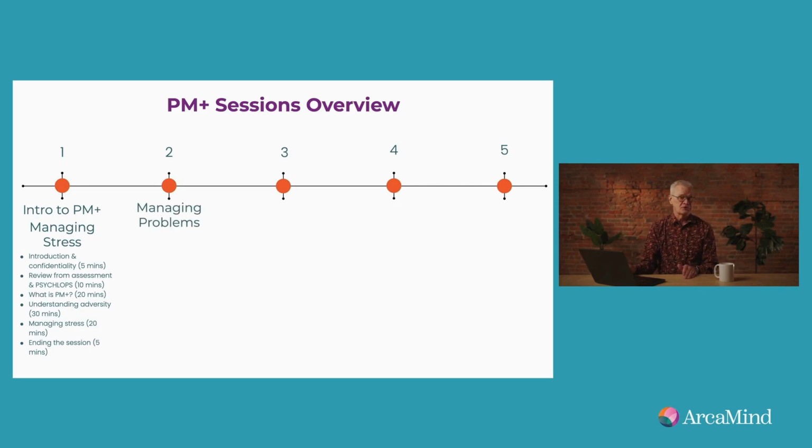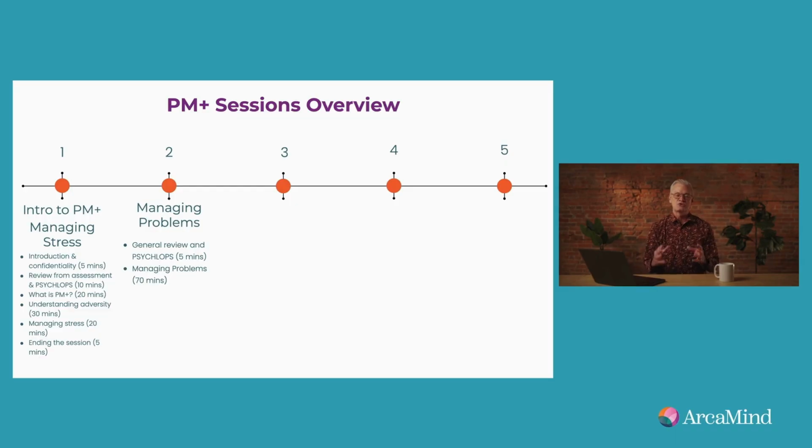The second strategy is managing problems. This really becomes sort of the meat and potatoes of PM Plus. It's a 7-step cycle. And again, we're always going to start with that general review, and then we're going to do the Cyclops, which we will talk about in another video. And then you can see 70 minutes.